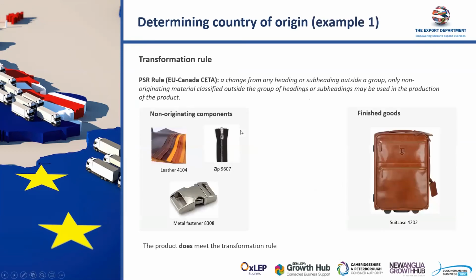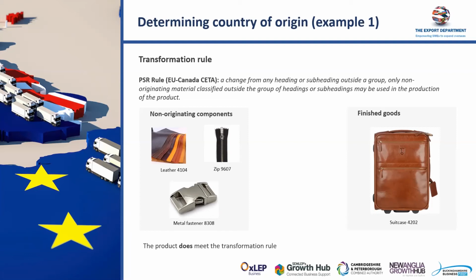But I wanted to give you a couple of examples of these rules that I've just mentioned. So the transformation rule is one that we see. I've taken a rule straight from the EU-Canada trade agreement, because the UK keeps saying that's the trade agreement that it wants to strike with the EU. And this is where it says that a change from any heading or subheading outside of a group, only non-originating material classified outside of the group, or headings or subheading, blah, blah, blah.